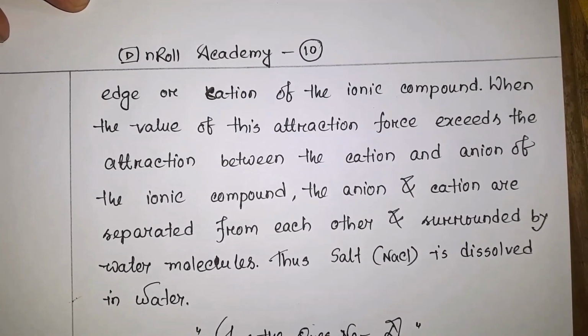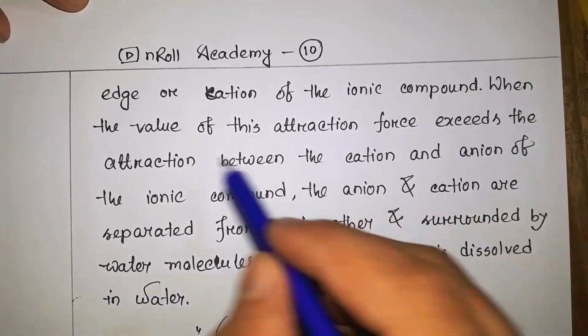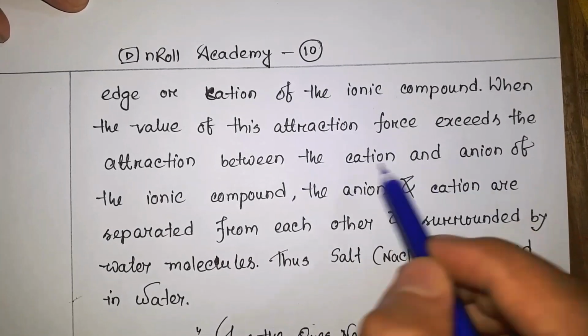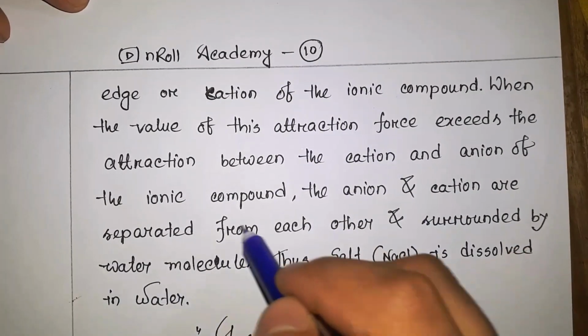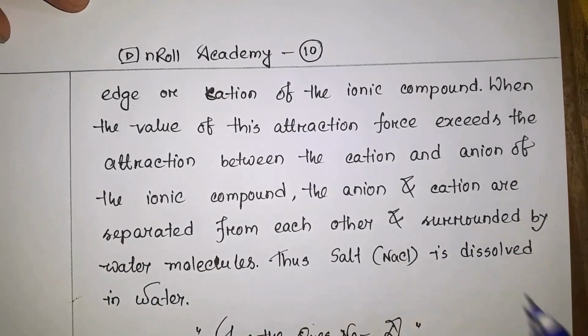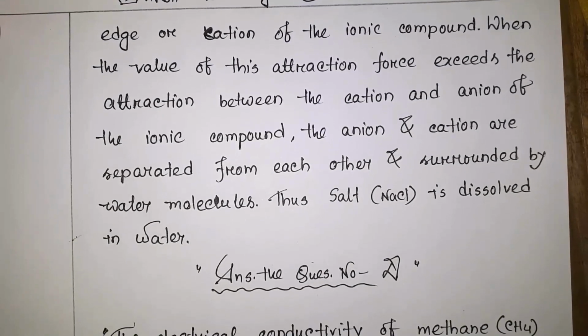The chlorine ion attracts the positive part of water. When the value of this attraction force exceeds the attraction between the cation and anion of the ionic compound, the anion and the cation are separated from each other and surrounded by water molecules. The salt is dissolved in water.